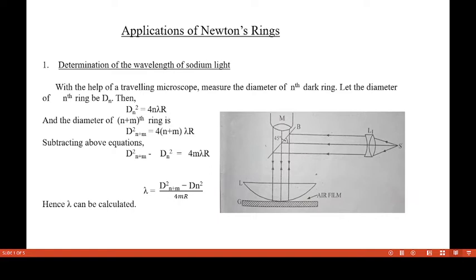And the diameter of the n plus mth ring can be written as d(n+m) square equals 4(n+m) lambda R. And subtracting these two equations, we will get d(n+m) square minus dn square equals 4m lambda R. Since the 4n lambda R term gets cancelled, the remaining term will be 4m lambda R. From this, lambda can be calculated. So lambda equals d(n+m) square minus dn square, divided by 4mR.